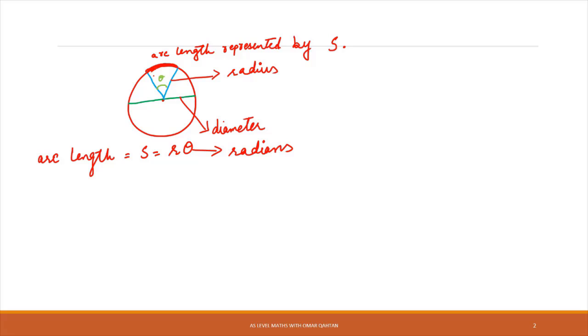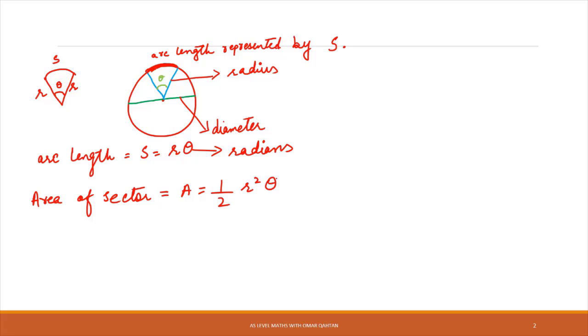If you just consider this part, I just take it out and draw it here. So this is somewhat like a sector with the angle theta, and this is the radius, R. And if we want to find out the area of a sector, we have this formula for the area of a sector, which is A is equal to 1 upon 2 R squared theta.